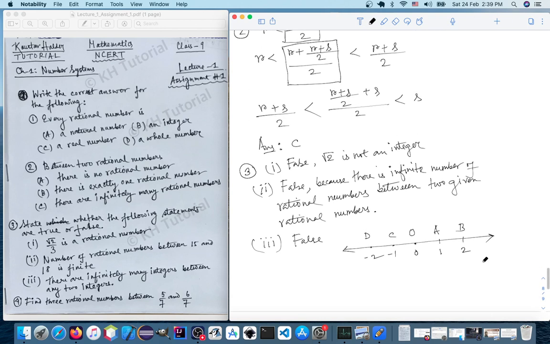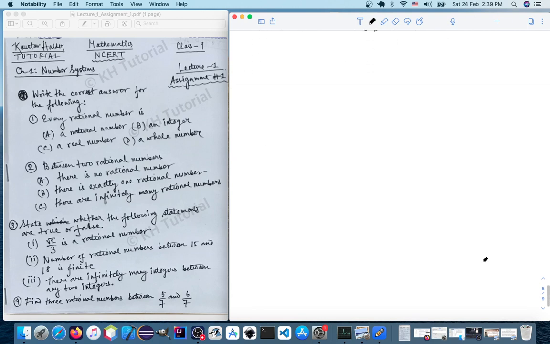Now number 4 says to find three rational numbers between 5 by 7 and 6 by 7. We have already studied in lecture 1 that there are two methods of finding rational numbers between two given rational numbers, method 1 and method 2. I suggested that if you are asked to find a few rational numbers, like 1, 2 or 3, then you might use method 1 to find them.